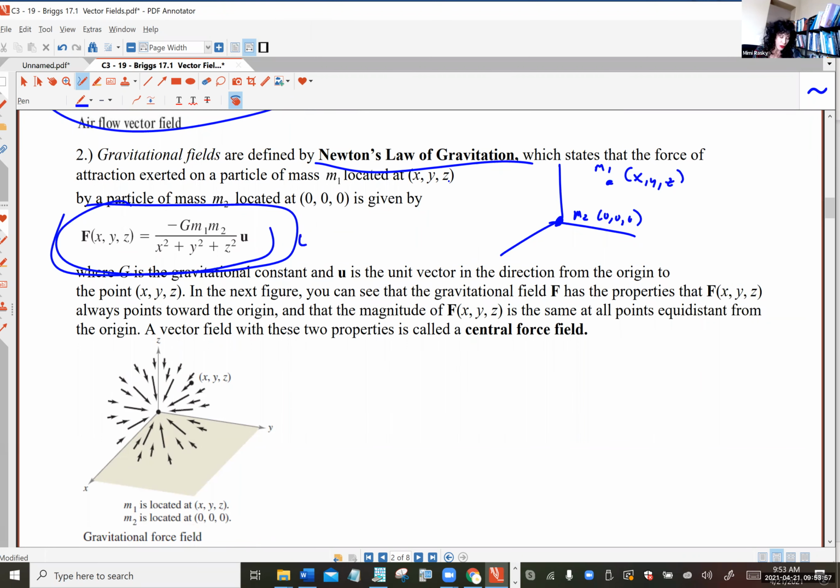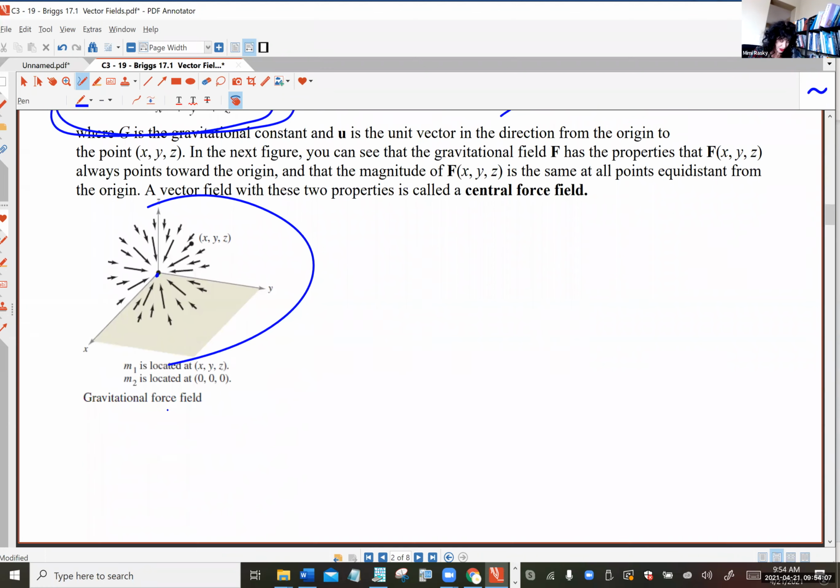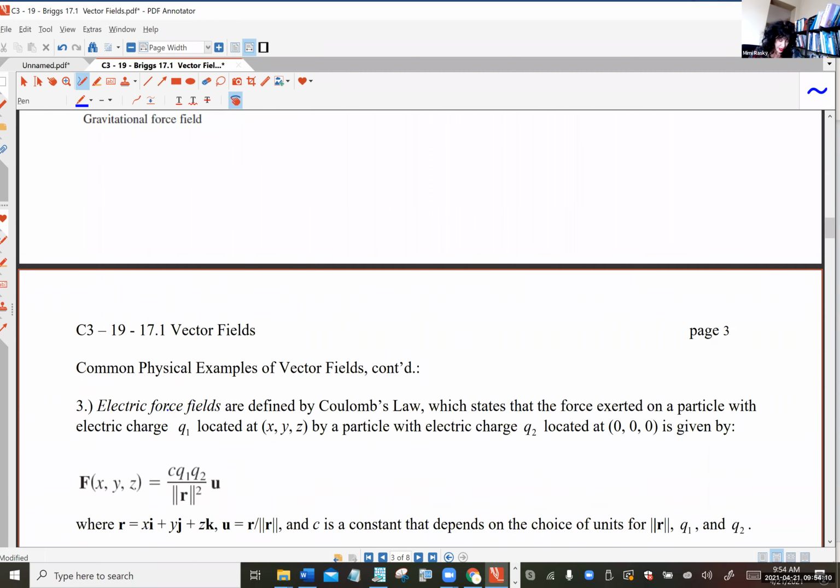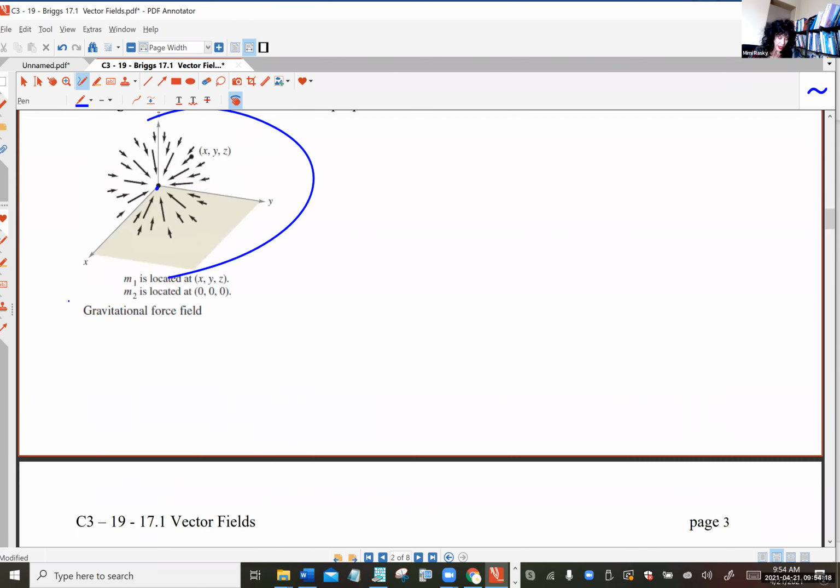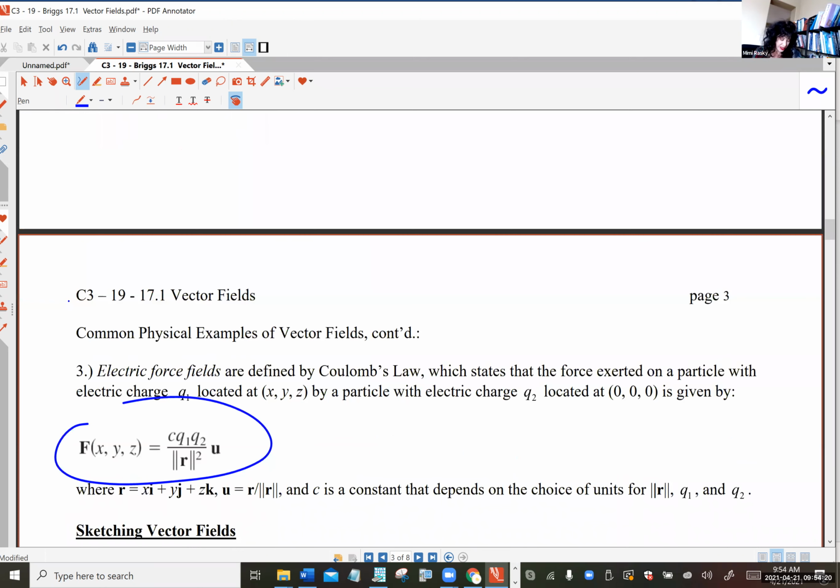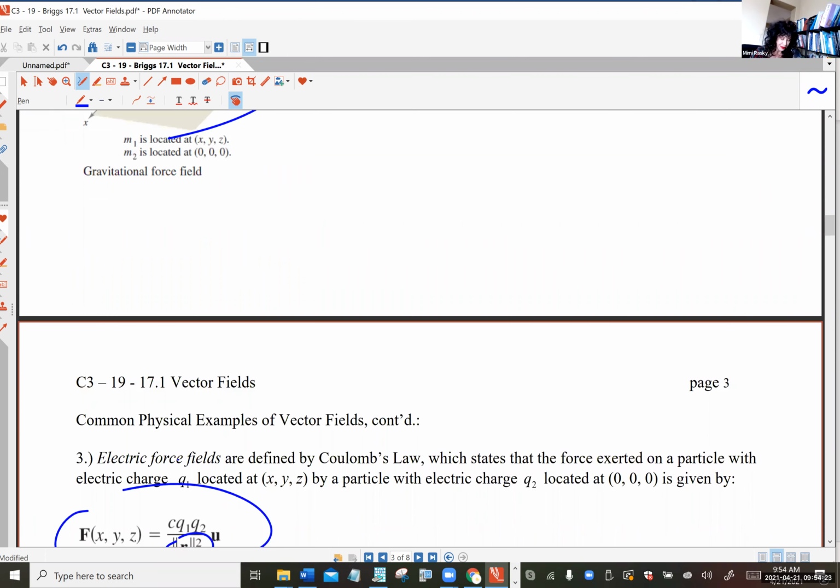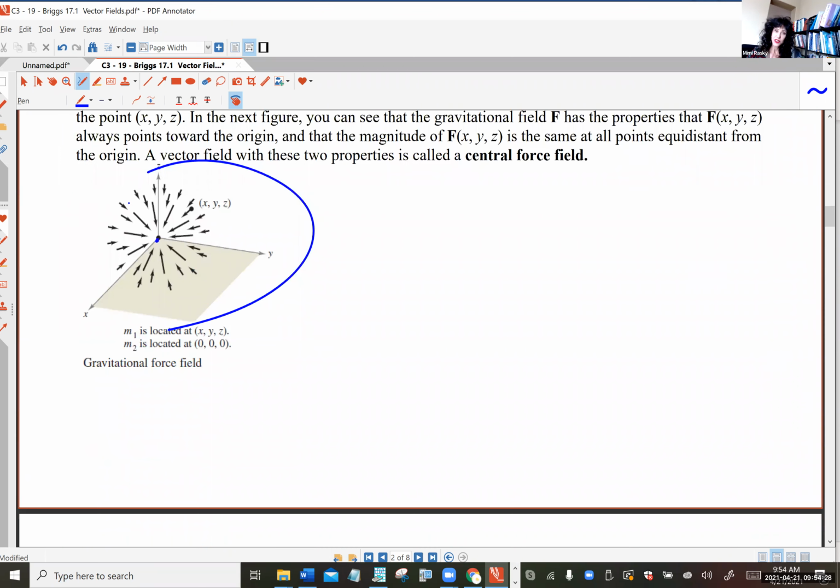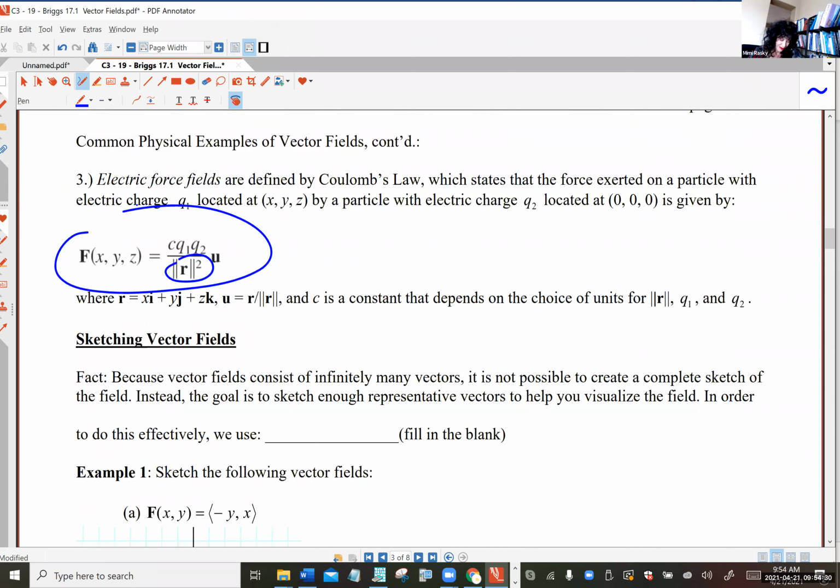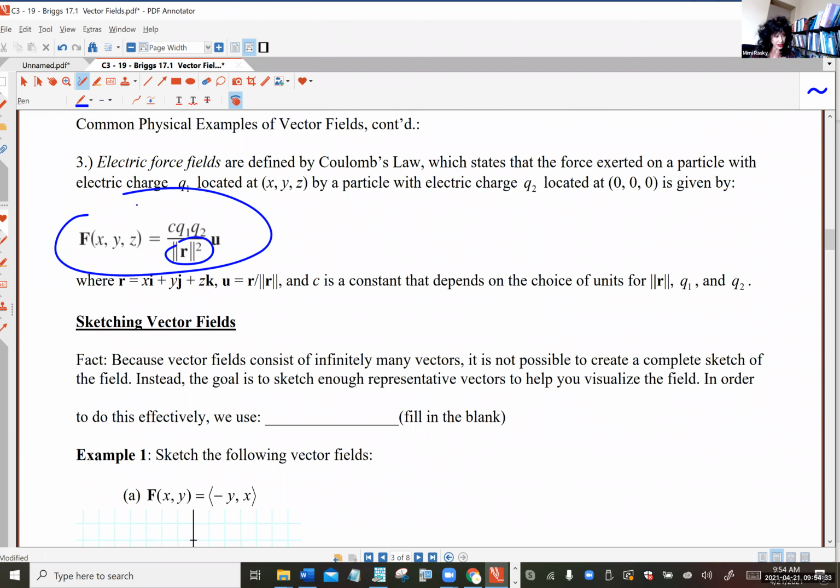This is called a central force field. Here's a picture of it. Why? Well, I think you can see it's like gravitating toward the center there. Gravitational force fields look like that. And vector fields for electric force fields also look like that. They are also considered central force fields. And notice they both have something in common. They have something squared down there, and that's distance squared. Yeah. That's very common.